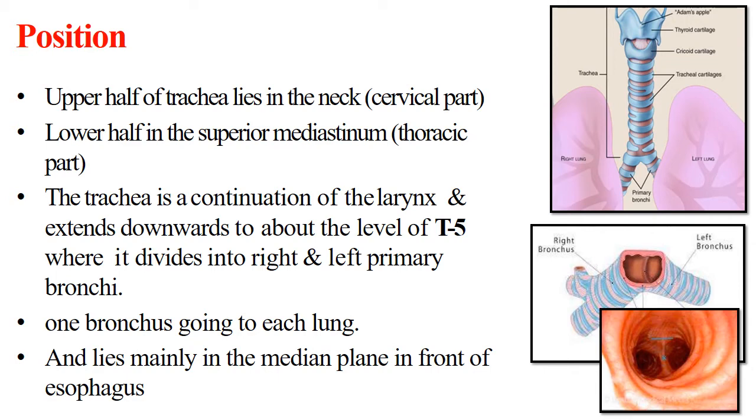Now the location, that is, it is continuation of the larynx and extends downwards to about the level of T5, where it divides into two parts, that is right and left primary bronchi. One bronchus going to each lung, and it lies mainly in the median plane in front of the esophagus.